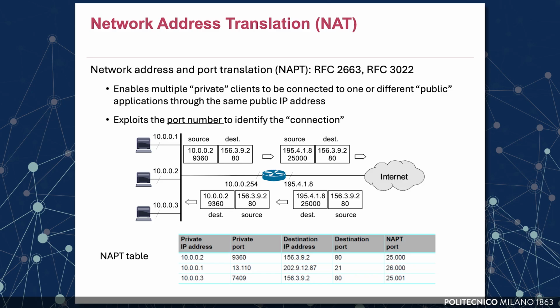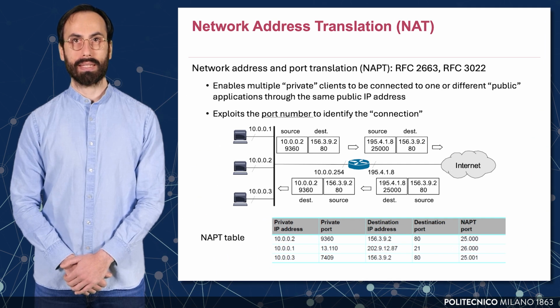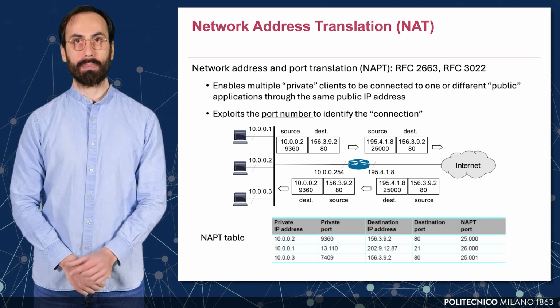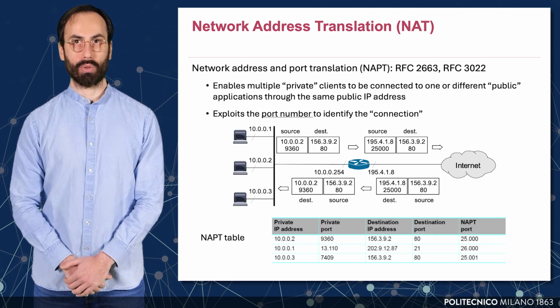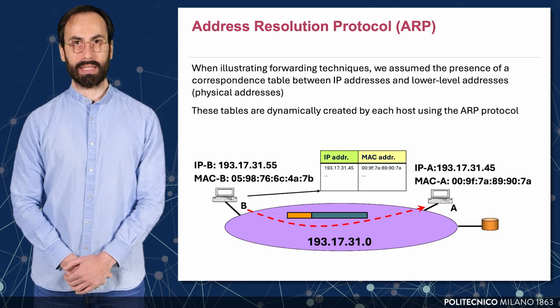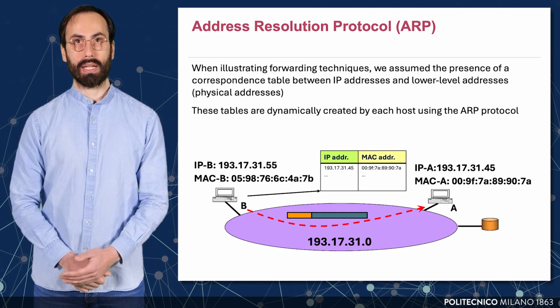In the diagram, for instance, hosts with private IPs are both contacting the same IP address on port 80. Internally, their original source ports are 9380 and 7409, but the NAPT translates both to the same public IP using different public source ports, 25000 and 25001. This mapping stored in the NAPT table ensures each return packet is correctly routed back to the originating host and application.